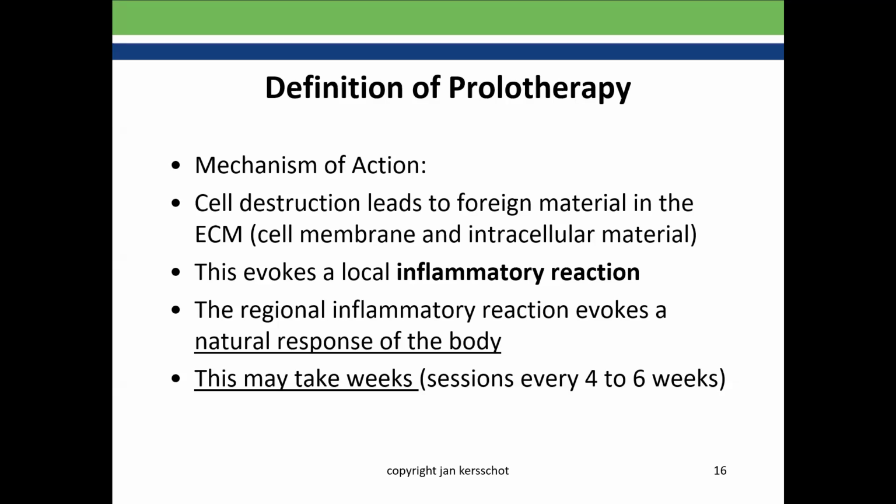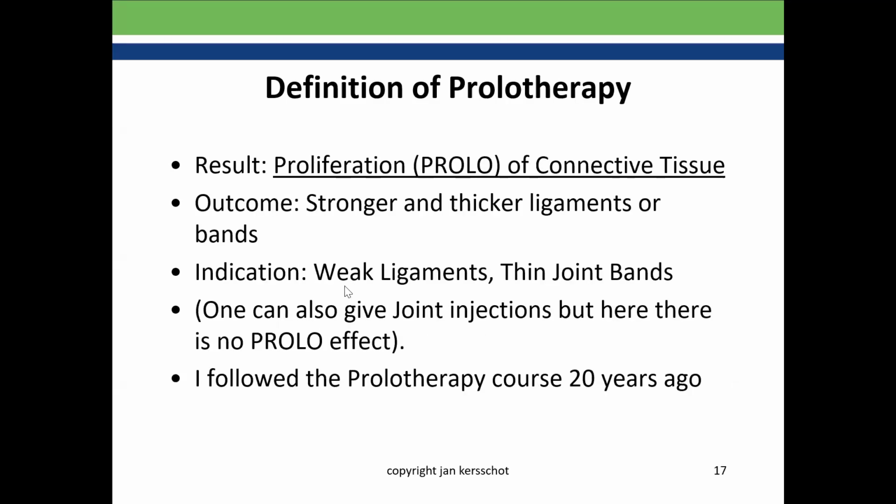That's also why in prolotherapy, for chronic diseases, they typically wait about a month to 6 weeks for the next session. So the result is proliferation of connective tissue. They have done some research, mainly on the tendons of rabbits, and they saw that the ligaments or the bands became stronger and thicker. So for me, prolotherapy is mainly for weak ligaments and thin joint bands. Like, for example, if you have a weak ankle, I still prefer prolotherapy to glucopuncture.